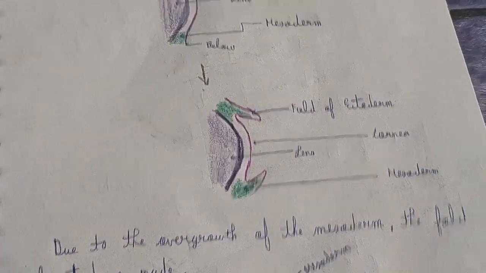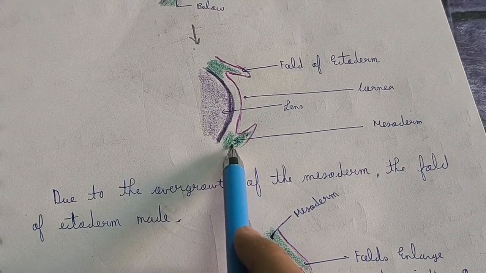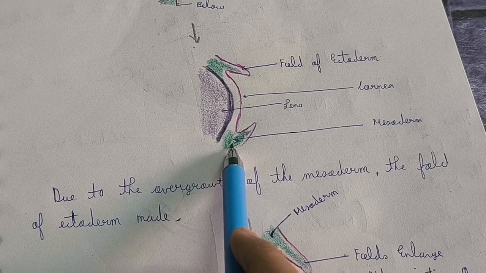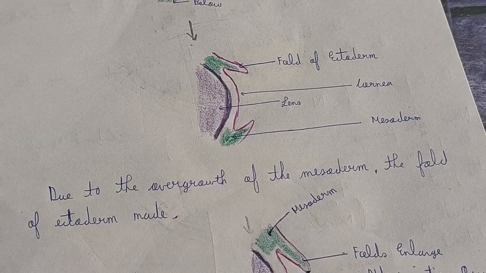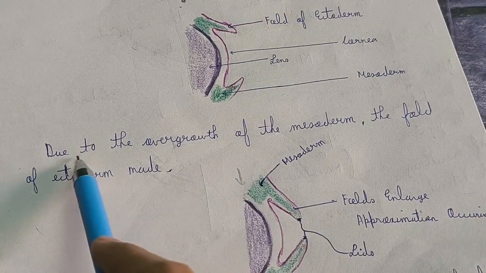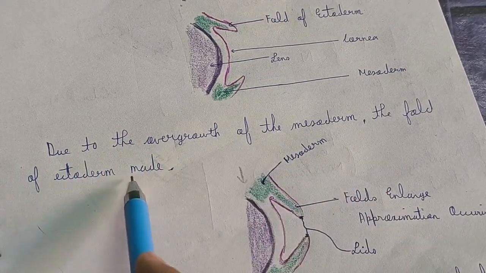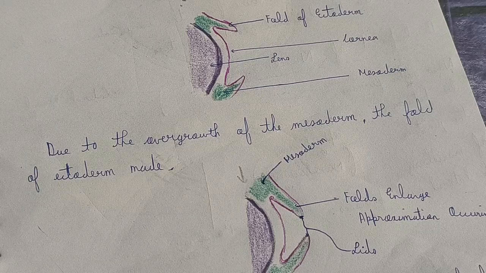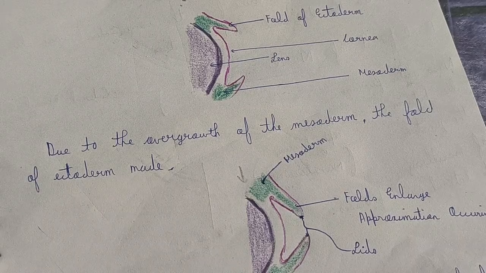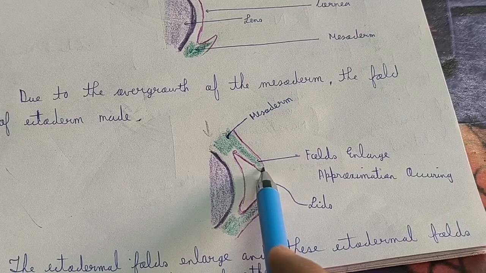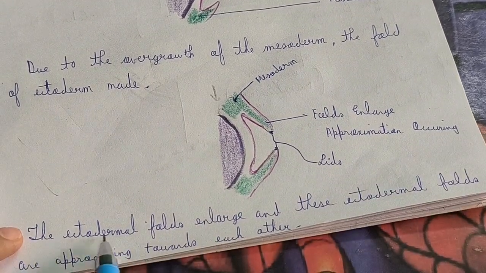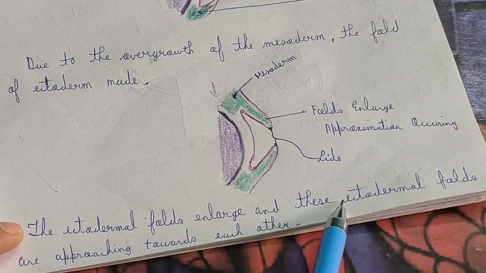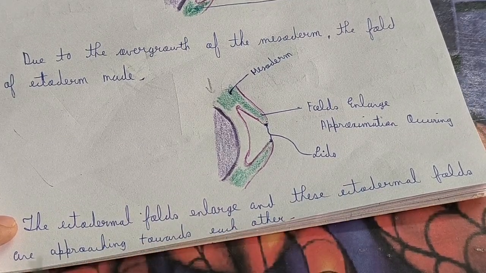Finally, as you can see here, this is the mesoderm also. You can see the overgrowth of the mesoderm occurring, and due to this overgrowth of mesoderm, folding of the ectoderm occurs. Therefore I have written that due to overgrowth of the mesoderm, folding of the ectoderm is made. As you can see, these folds enlarge and approach towards each other.